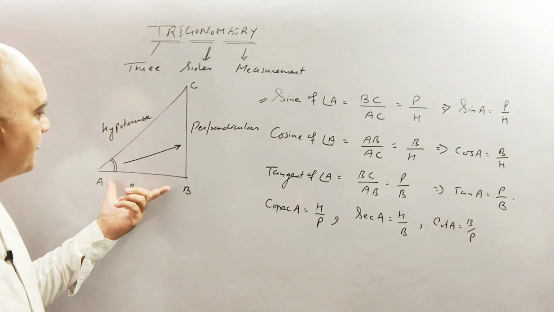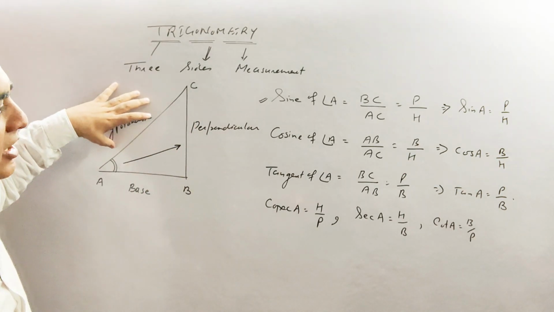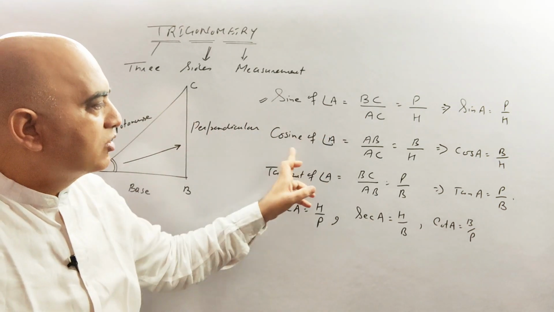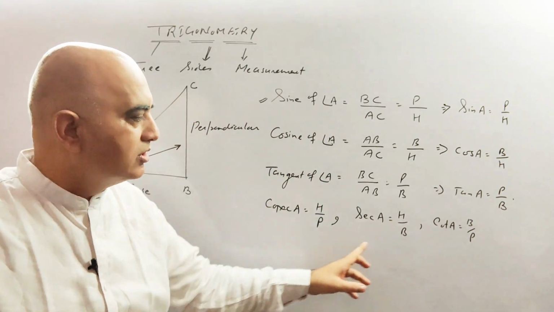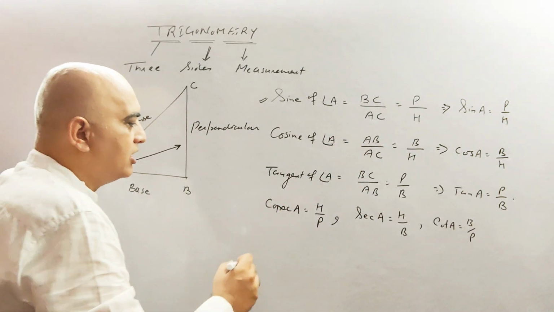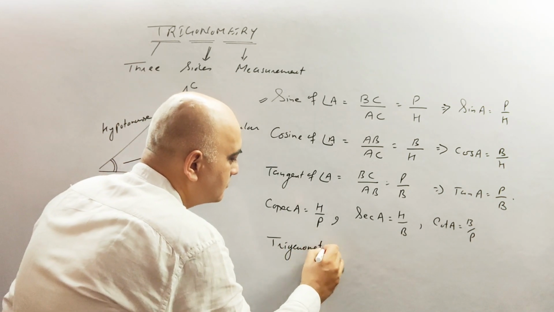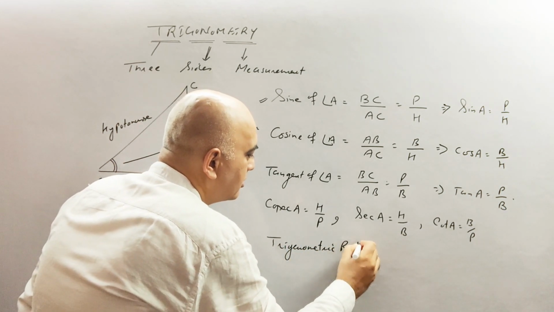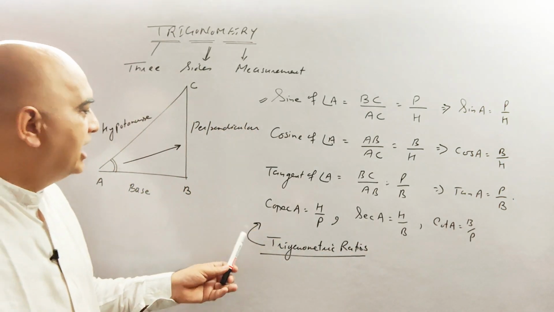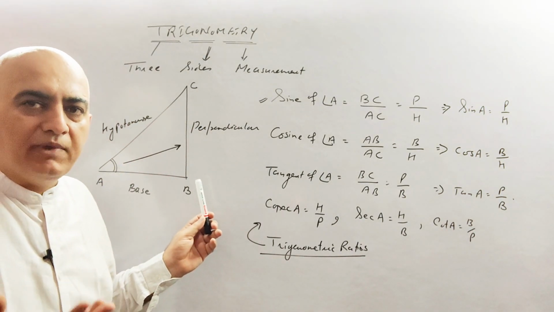So we are taking base as AB, perpendicular as BC, and hypotenuse as AC, and we can note that here sine of A, cos of A, tan of A, and their reciprocals are represented in the form of the ratio of their sides. So these are called trigonometric ratios.